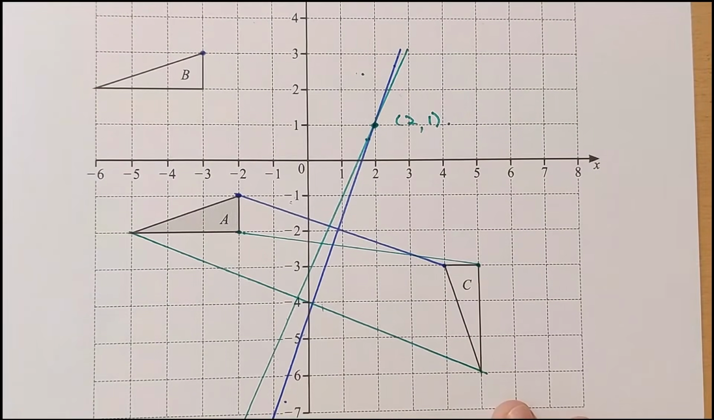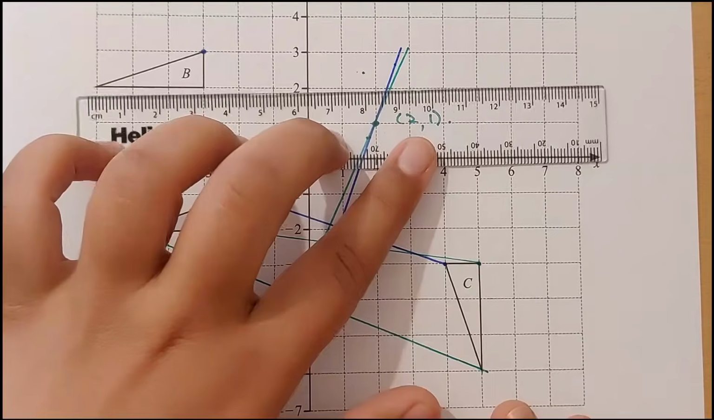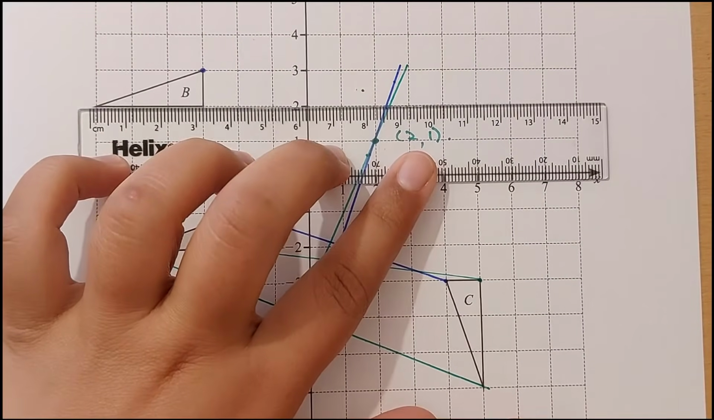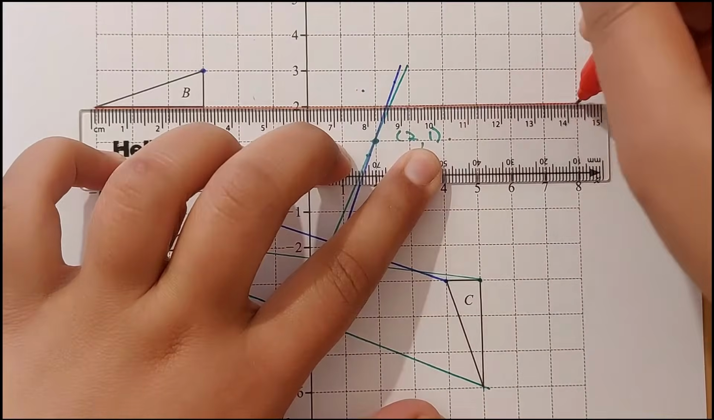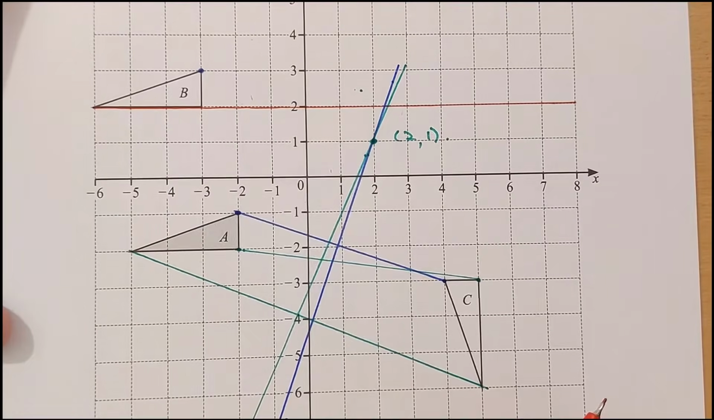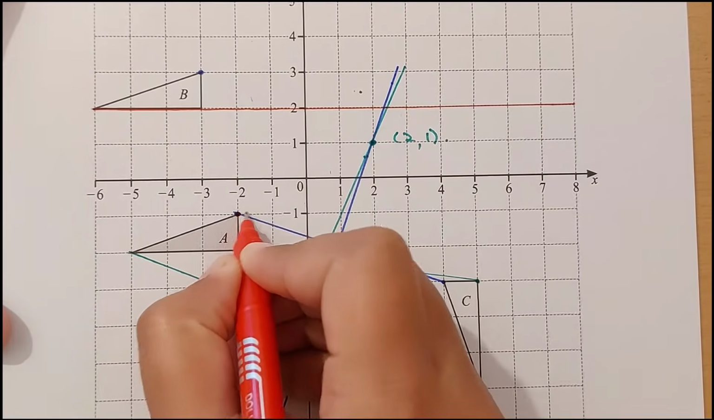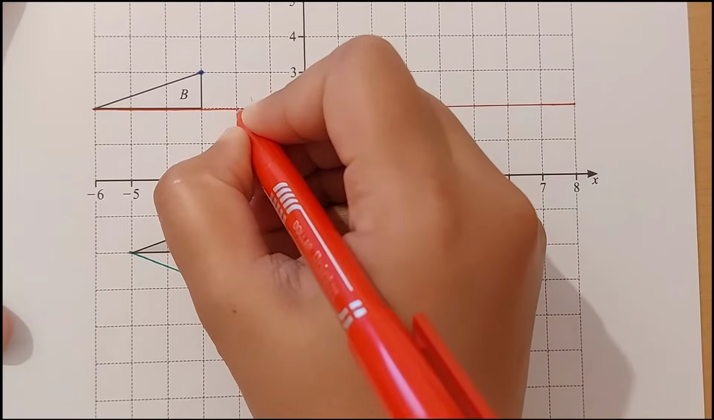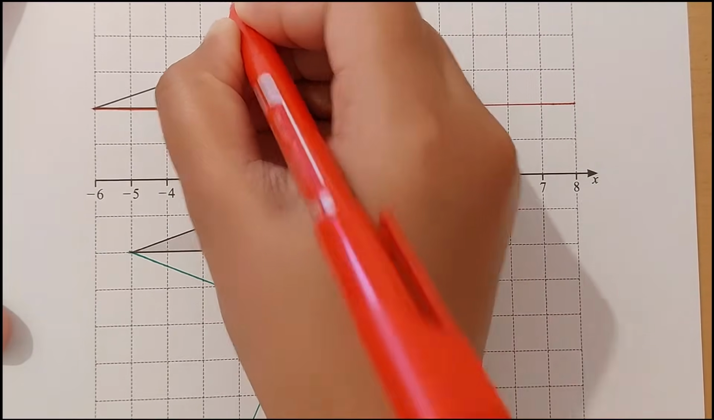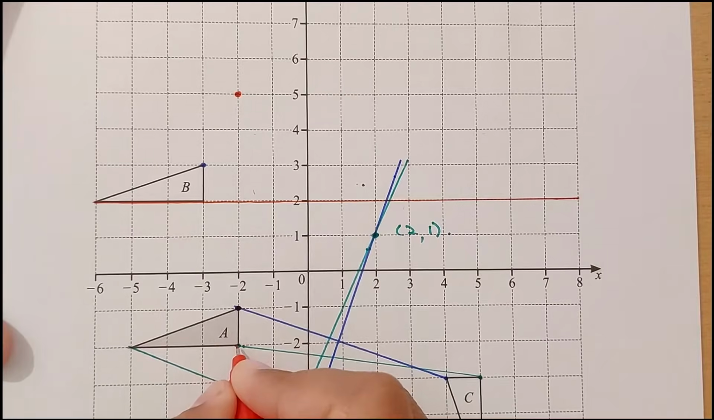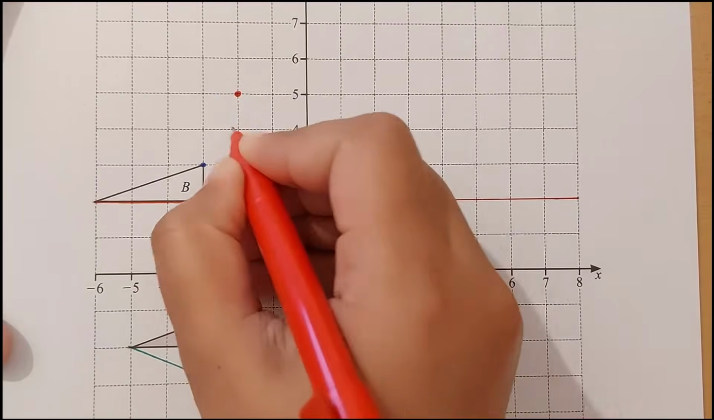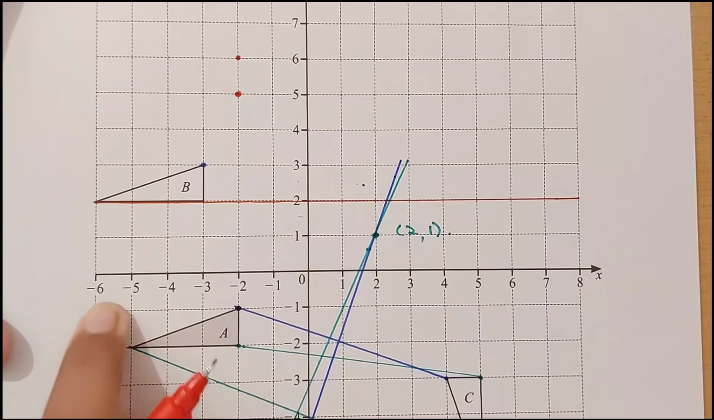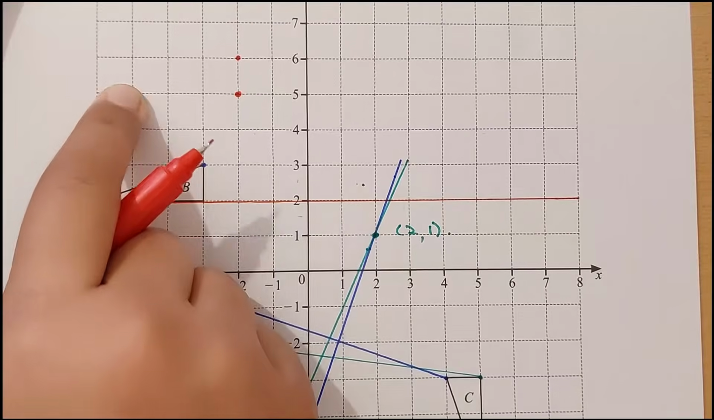So draw the line y equals 2 first. This line is y equals 2 at the top. Let me draw this line and reflect the triangle A. So this is triangle A. This point is 1, 2 and 3 units from the line, so the new point is 3 units on the other side, right? This point's distance from the line is 1, 2, 3, 4 units, so the new point is 4 units on the other side.